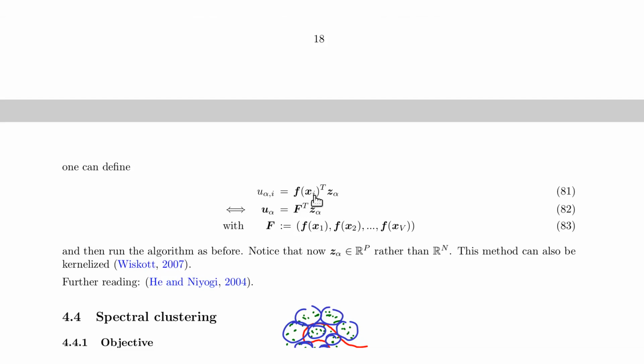But the whole point is that Z now becomes much higher dimensional, because there are many more f of x components than there are x components.